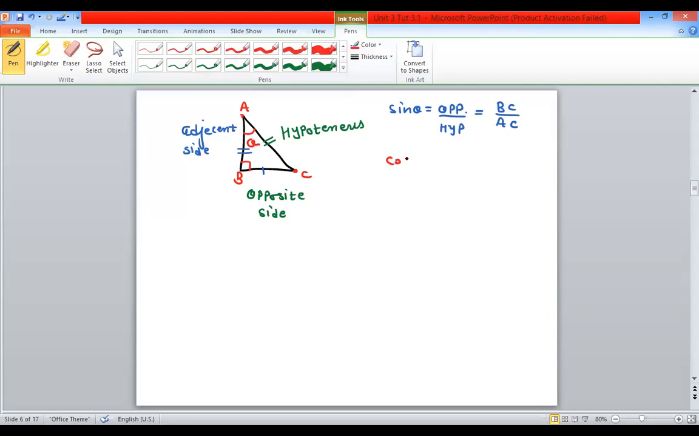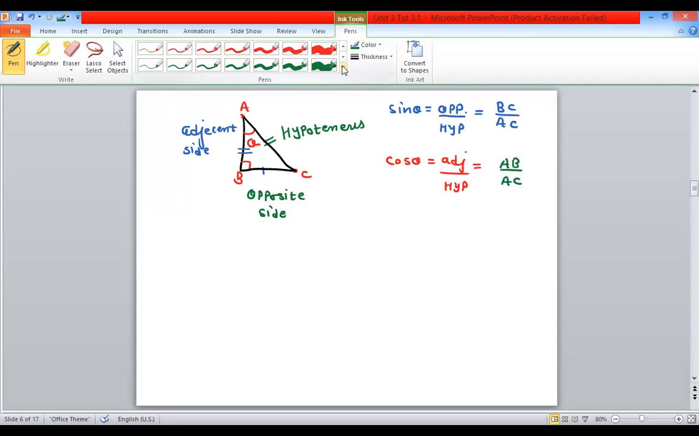Second, cos theta means formula same. Adjacent upon hypotenuse. But here the adjacent will be changed. So what is the adjacent side? Adjacent side changed. AB. AB upon AC. Very good. It's AB upon AC.